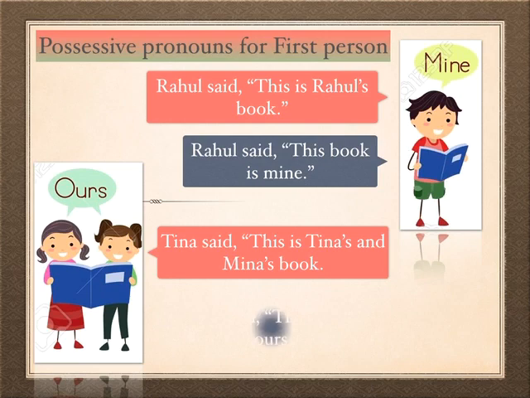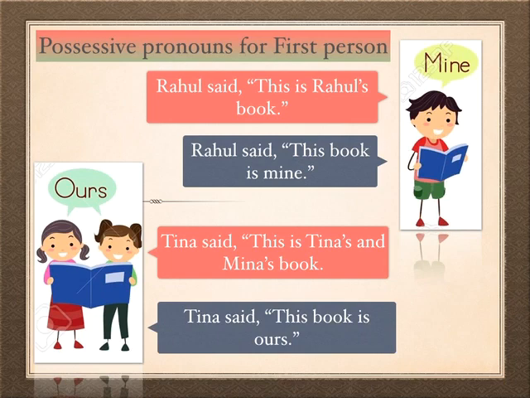So let's read the sentence now. Tina said, "This book is ours." So here the pronoun ours shows the belonging of the book, which belongs to the speaker and her friend. Let's move on to the next possessive pronouns.